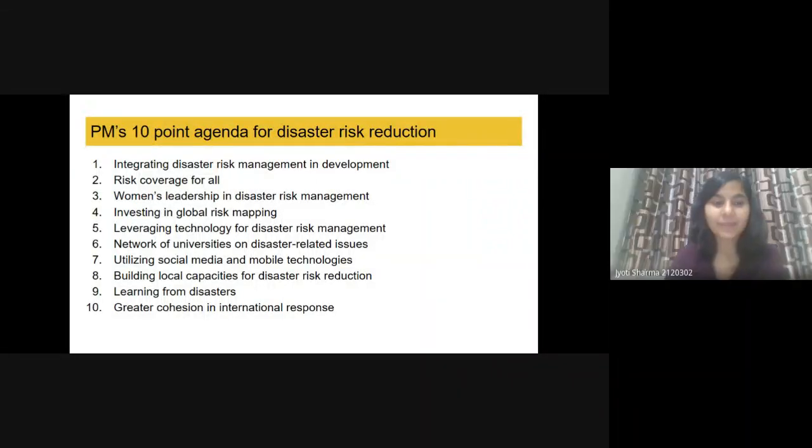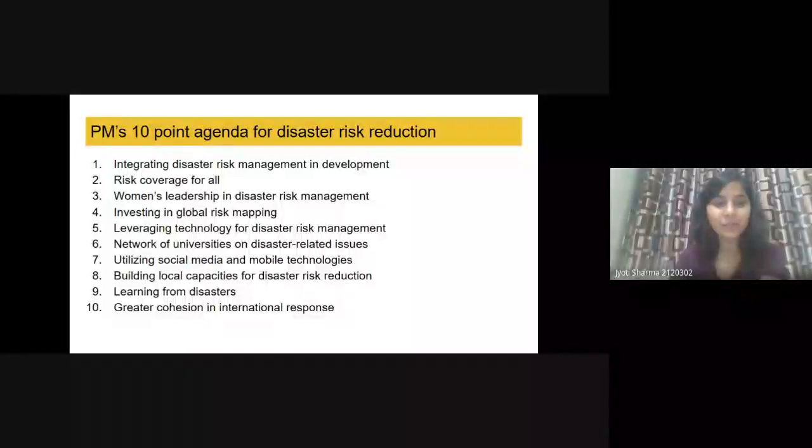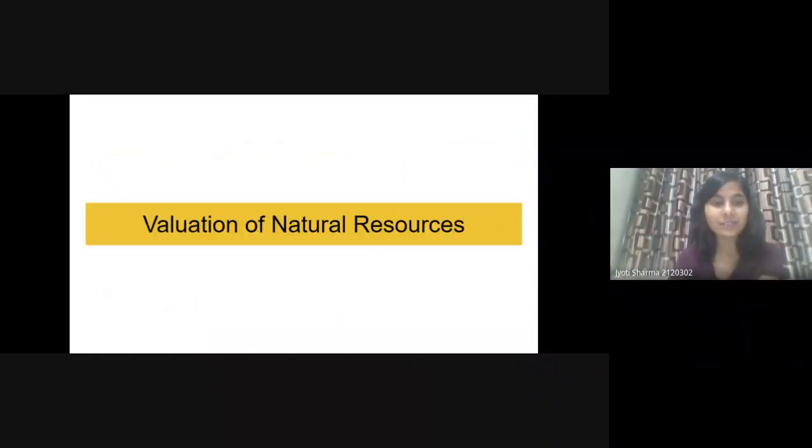Okay, okay. So I'm not going through all these 10 points you read, because we have a shortage of time right now. So these are the 10-point agendas.